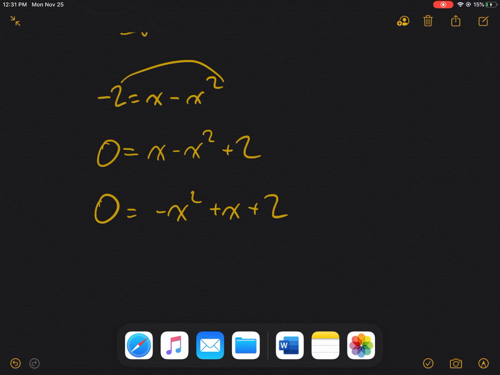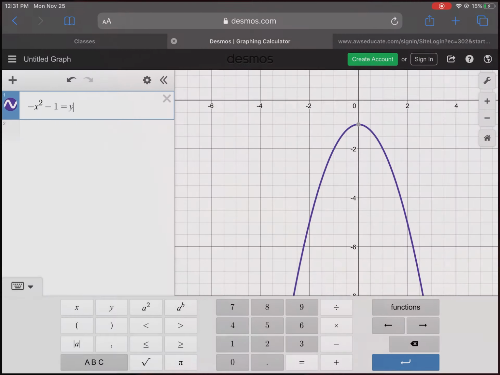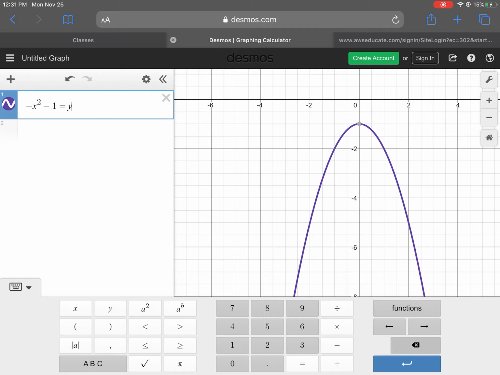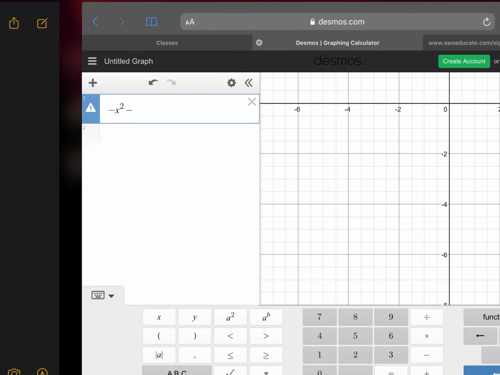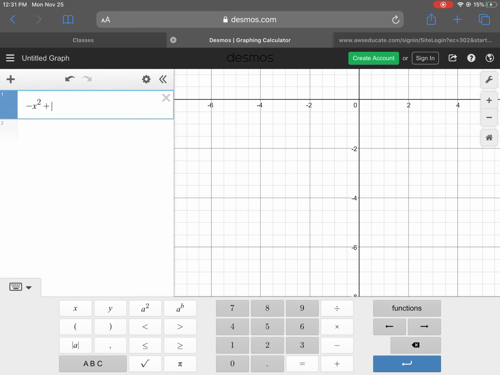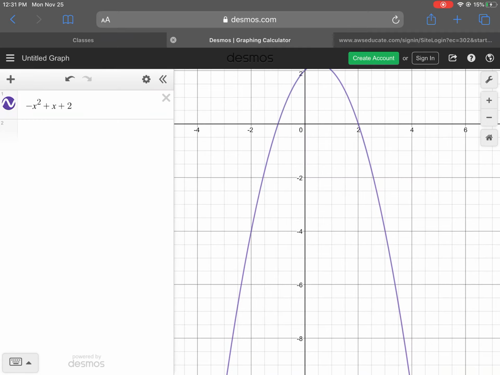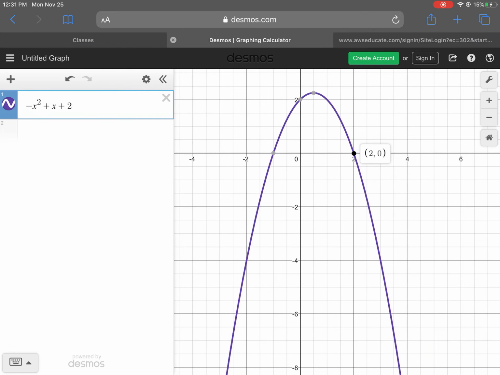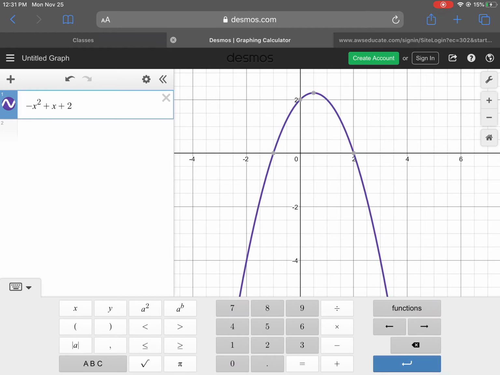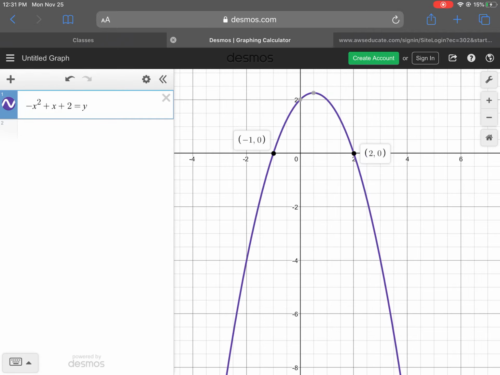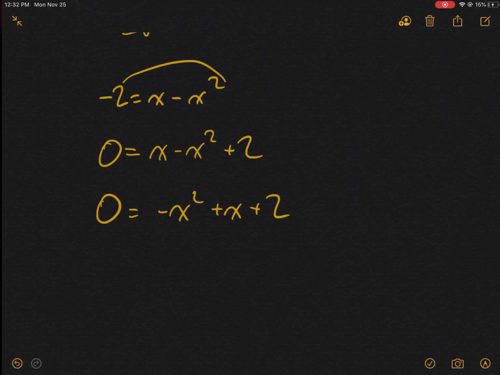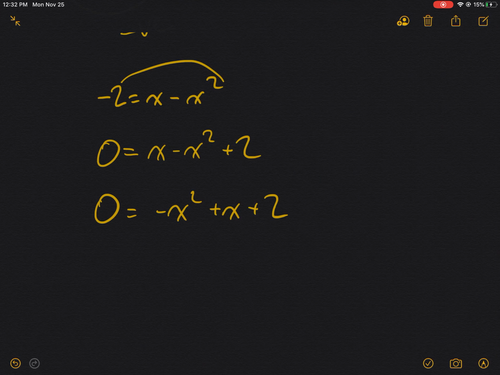Okay, let's take a look at how this is going to look when we graph it. Minus x squared plus x plus 2, and we have 2 values here. We have minus 1 and 2. Let's try factoring it. This is a little bit extra. This is our next chapter, so I don't mind going over it. Y equals minus 1 and 2. Let's see what happens when we try factoring.